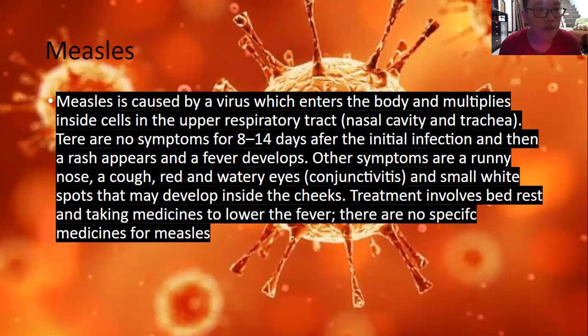And next is measles. Measles is caused by a virus which enters the body and multiplies inside cells in the upper respiratory tract. There are no symptoms for 8 to 14 days after the initial infection, and then the rash appears and a fever develops. Other symptoms are a runny nose, a cough, red and watery eyes, and small white spots that may develop inside the cheeks. Treatment involves bed rest and taking medicines to lower the fever. There is no specific medicine for measles now.